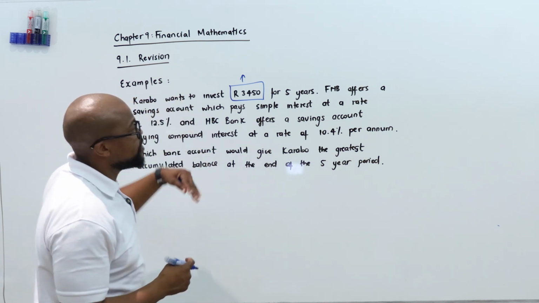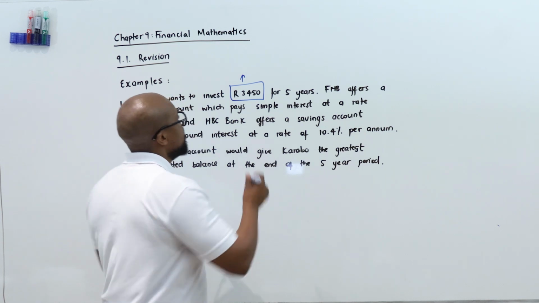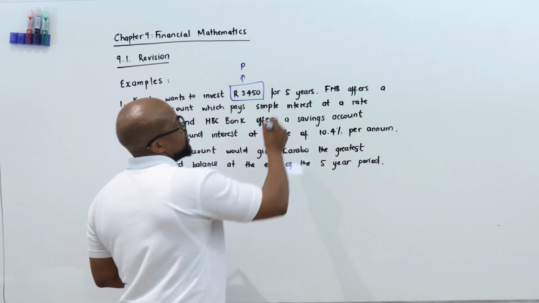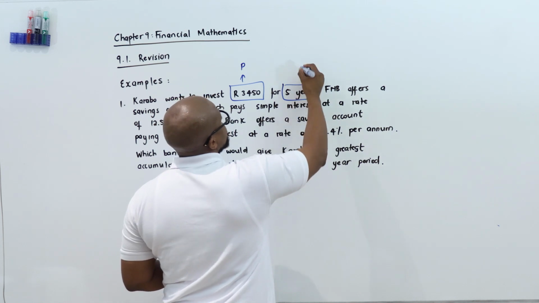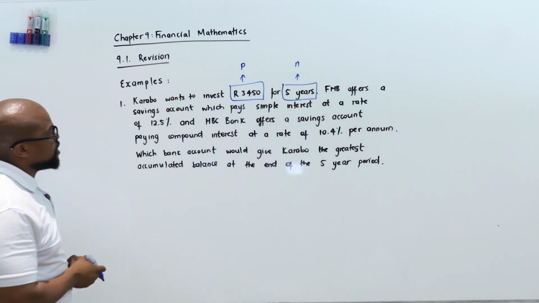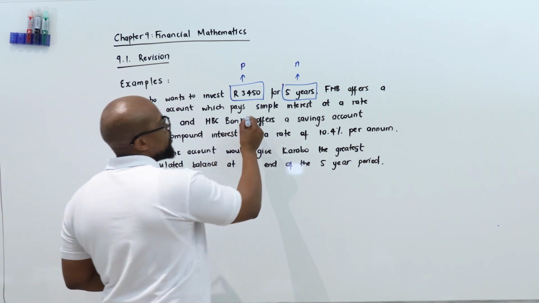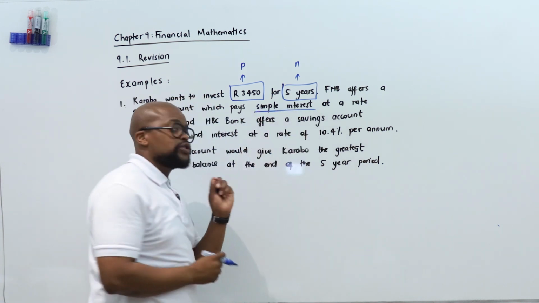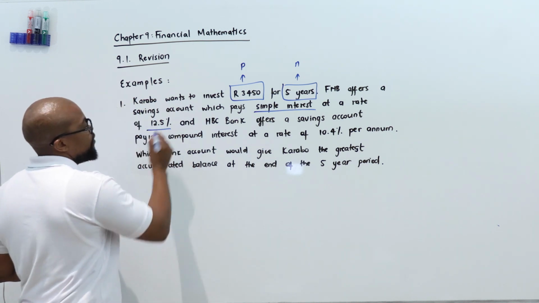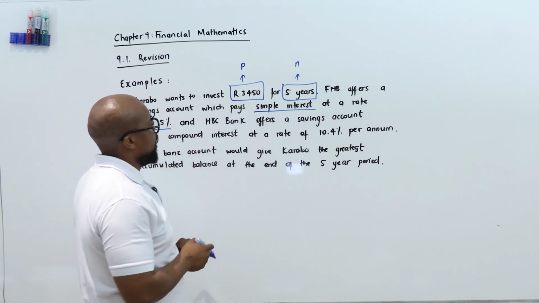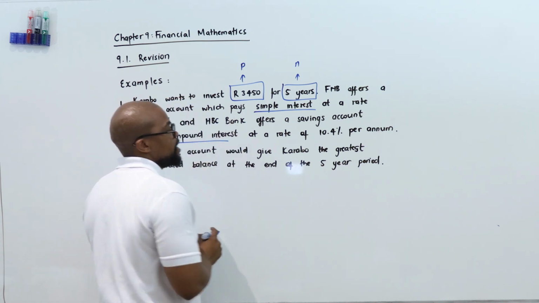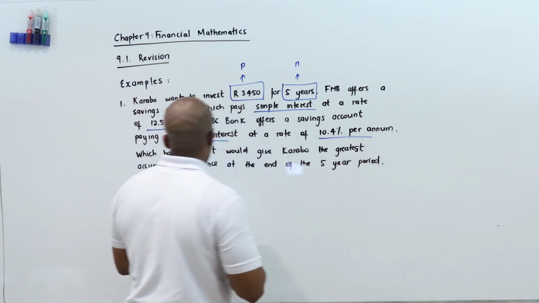So in this case, remember we said that the amount borrowed or invested is always going to be your principal amount. And we are told that this is basically being saved up for 5 years. So we already know that we have our value for that. So FNB offers a savings account which pays what? You've got to be very attentive when you read the question. So they told us that simple interest, and the value of the simple interest is 12.5. And we've got another bank which offers a savings account paying compound interest at a rate of 10.4% per annum.